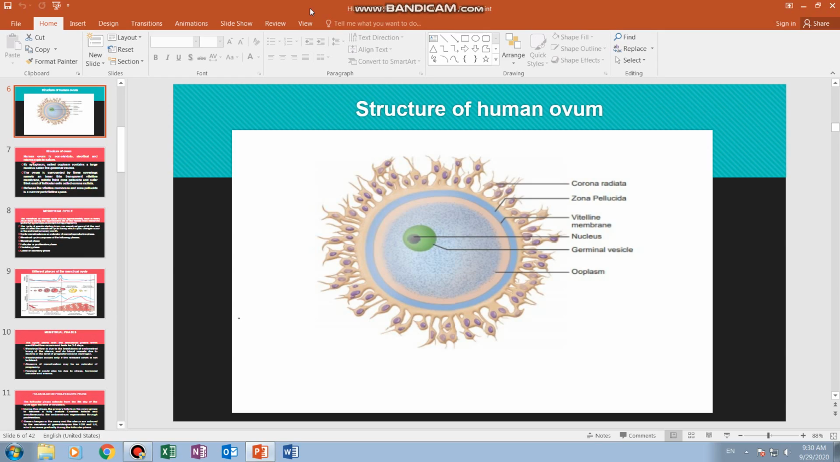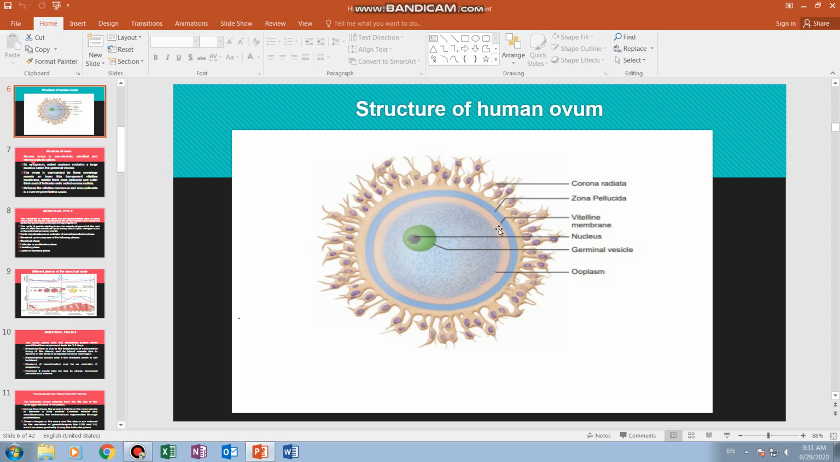We shall discuss now about the structure of human ovum. Human ovum is said to be non-cleidoic because it is not covered by shell, and it is also alecithal because no yolk is present. So this type of egg is called alecithal and non-cleidoic, and it is surrounded by three coverings. The innermost layer is called vitelline membrane, the middle one is called zona pellucida, and the outermost one is made of follicular cells, and it is called corona radiata.